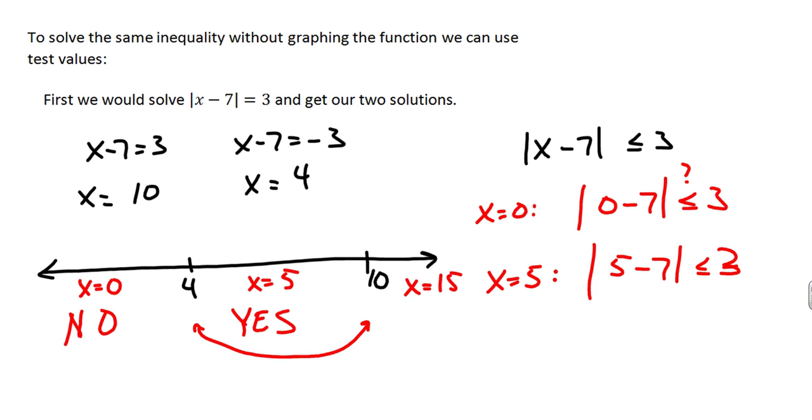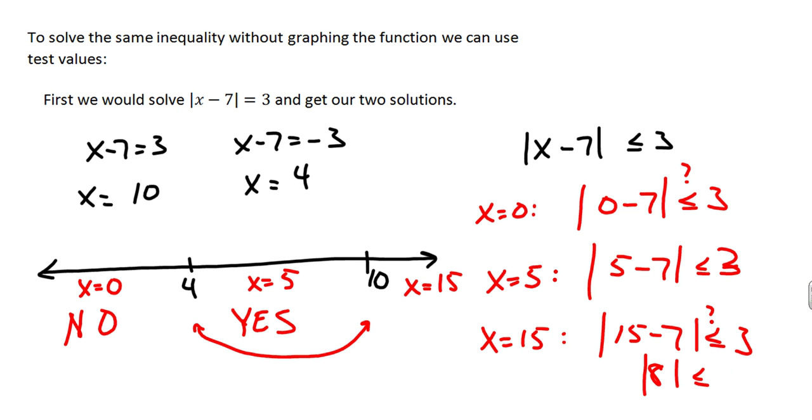And then taking my last test value, my 15, to check the third interval, is that going to be true? 15 subtract 7 is 8. The absolute value of 8 is not smaller than 3. So this interval does not work. So I want the numbers between 4 and 10 because they make my original inequality a true inequality. Those are the solutions to the inequality.